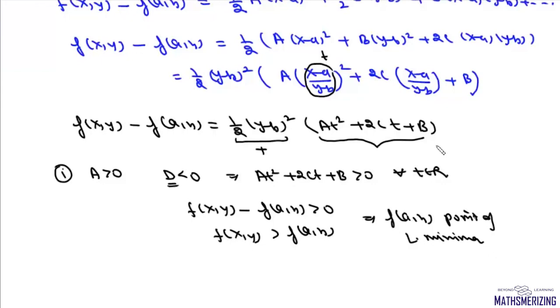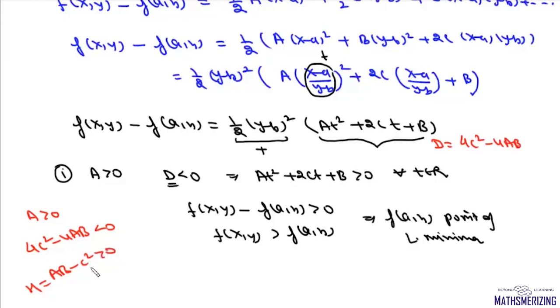Now what is the condition? We need to find d. Now d for this function is 4c square minus 4ab. So the condition here will be a is greater than 0 and d, which is 4c square minus 4ab, is less than 0. So from here we'll get ab minus c square, which is our h, and h is greater than 0. So this function will have a point of local minima when h is greater than 0 and when a is greater than 0.